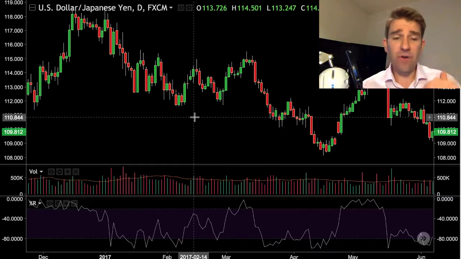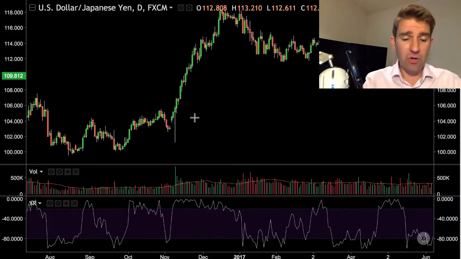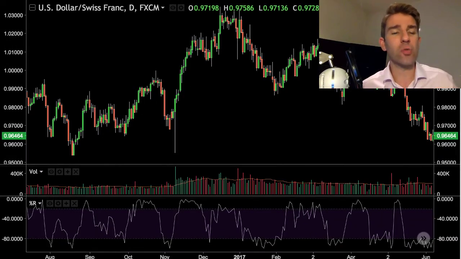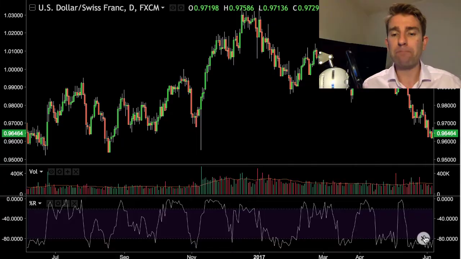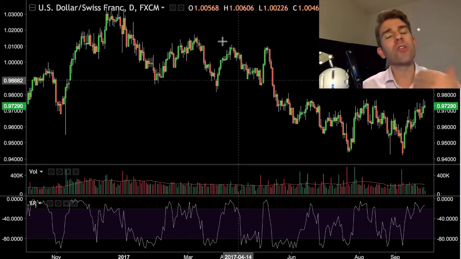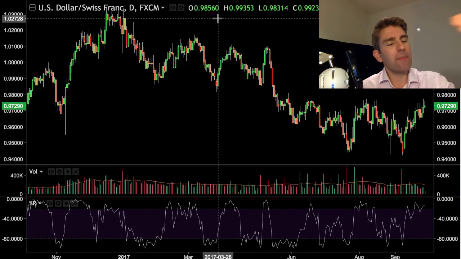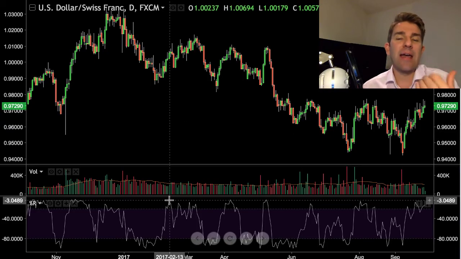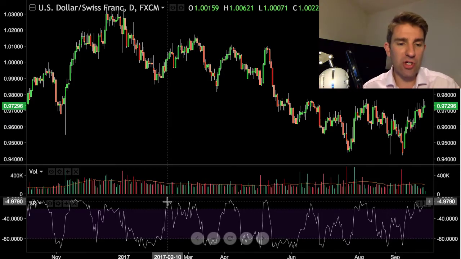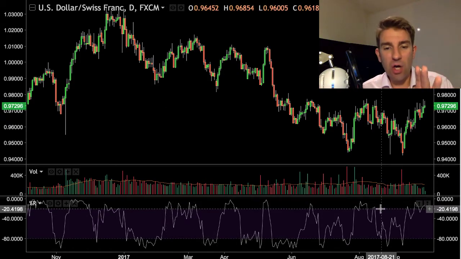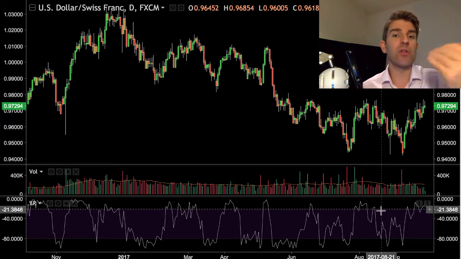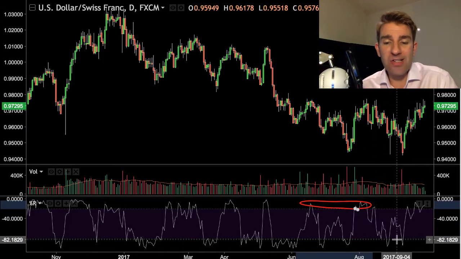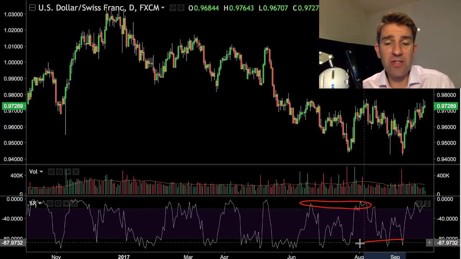So anyway, as it's very similar to a stochastic, let's have a look at some ways that we could implement it in our trading. So let's go to something like US dollar Swiss, and let's talk about it. The general thing with these oscillators, guys, is they go from a high point to a low point, and the whole theory behind these is to indicate an overbought or an oversold condition. So in other words, as price goes above minus 20, in other words between 0 and minus 20, that's considered as overbought, and as price moves below minus 80, in other words between minus 80 and minus 100, it's considered oversold.